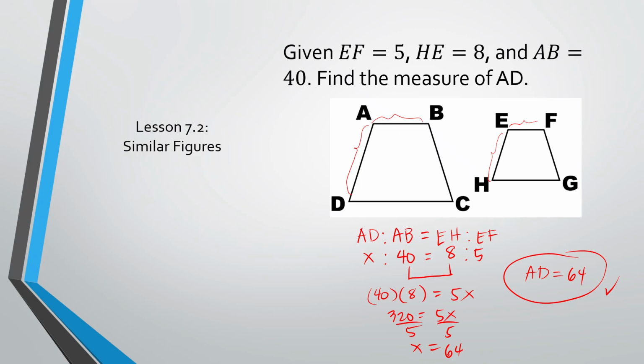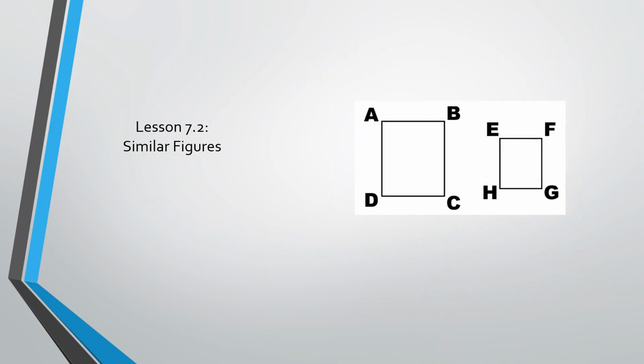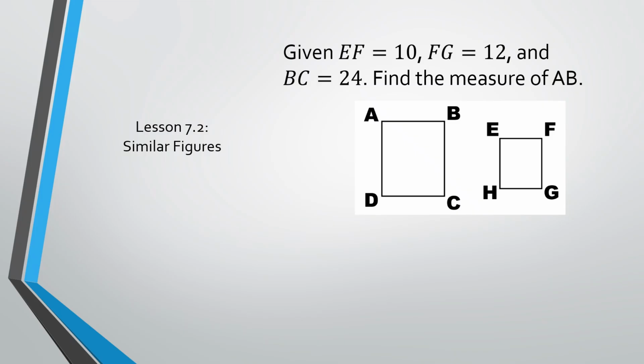Let's move on to our next part. Let's have this next example. Let's say given EF is 10 and FG is 12 and BC is 14, find the measure of AB. So here's how it works. Before I reveal the answer, please pause this video. Whenever you're ready, please resume this video.